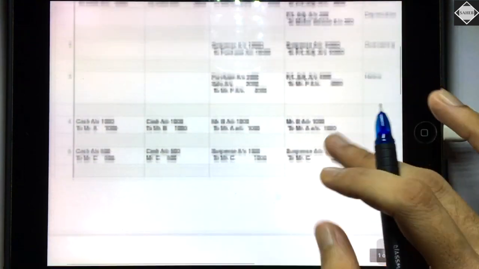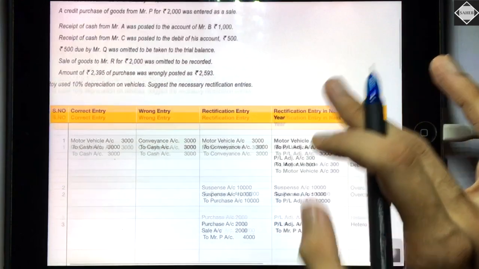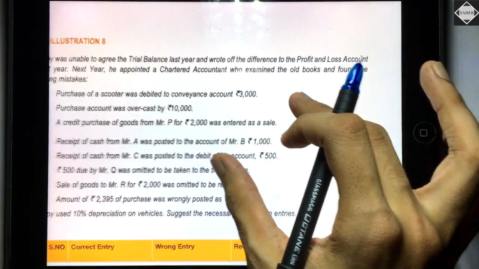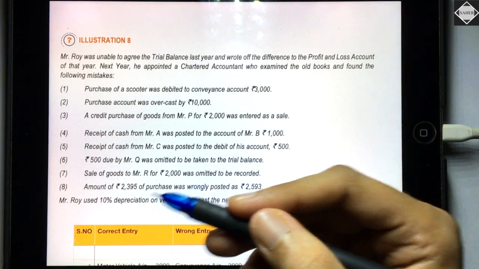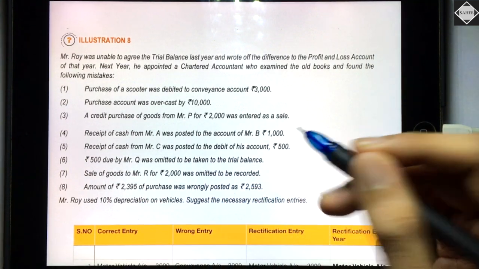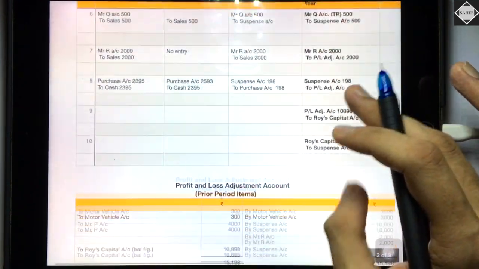Whatever balance is there in the suspense account, that also has to be shown. Now in this case, I told you that the difference is written off to the profit and loss account, which affected the capital account. So now here the suspense account closing balance will hit the capital account. Okay, let me just show you. It's very simple. It's not difficult.